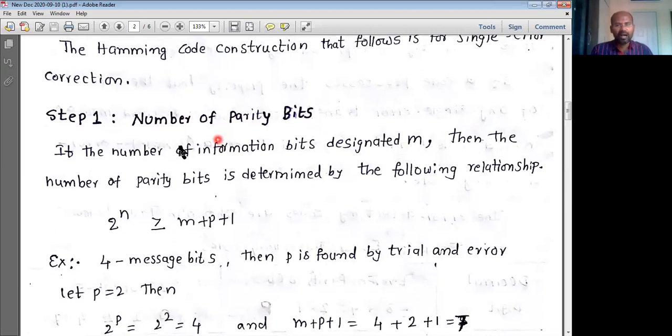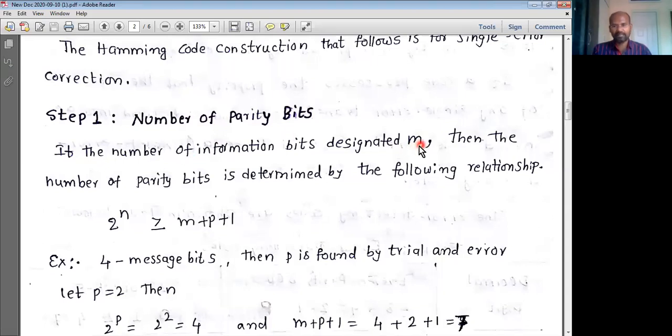Now see, how do you get the number of parity bits needed to form the Hamming code? The number of information bits is designated m. Let's say I want to transmit 4 bits, 1001. These are the information bits, also called message bits. There are 4 bits, so m becomes 4. m is the number of message bits or information bits to be transmitted.